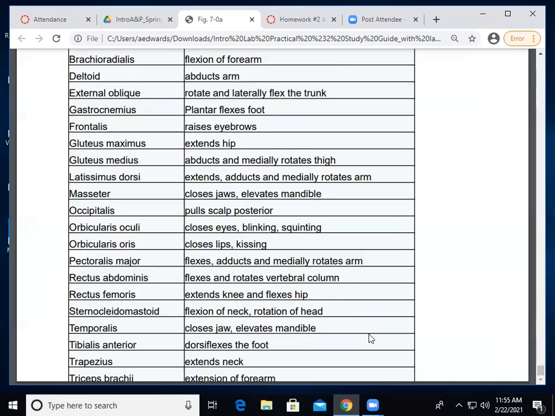All right, rectus abdominis. It's going to flex and rotate your vertebral column, right? Because it's this right here. So if you do your crunches, you're actually flexing your vertebral column. Why? Because you're decreasing the angle between your head and the rest of your body. All right. Also helps some with rotation.